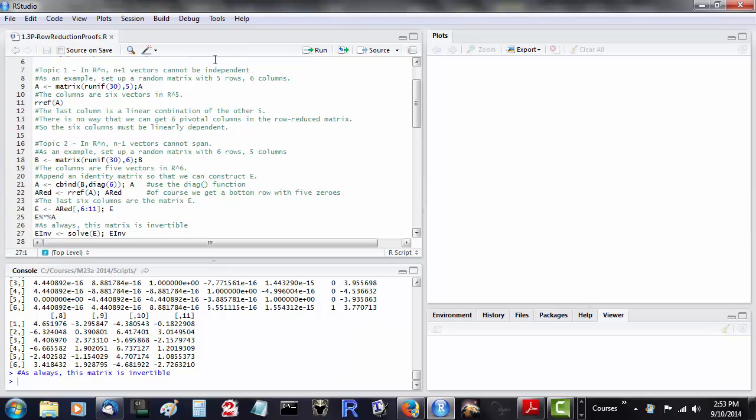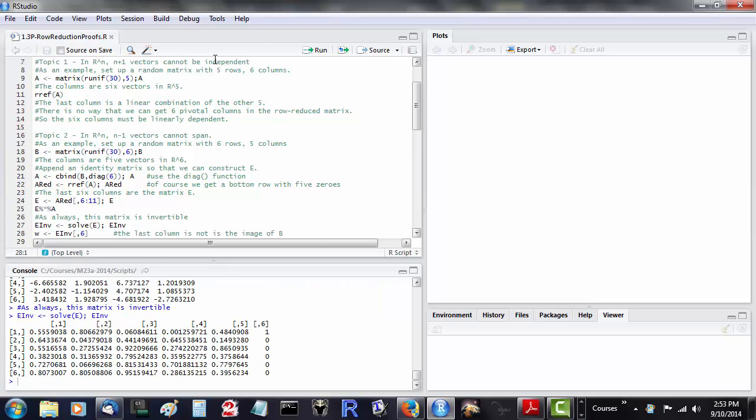This matrix E, being a product of elementary matrices, is guaranteed to be invertible. There's its inverse, and now comes the tricky part.